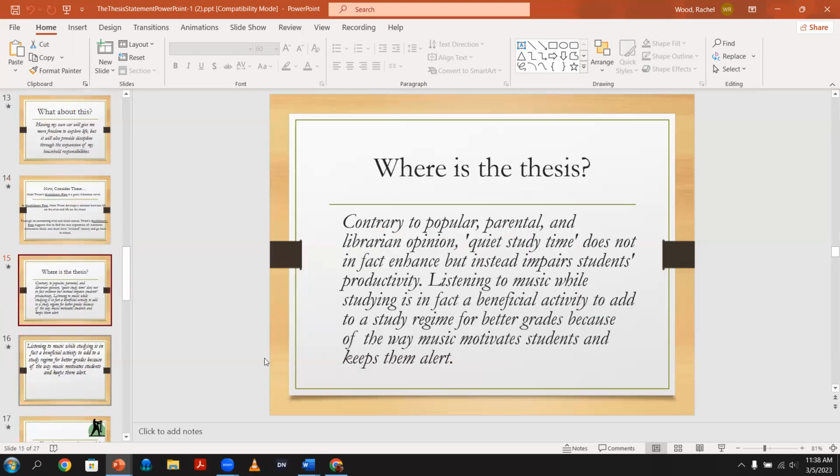Okay, so let's look at this one. Where's the thesis? Contrary to popular parental and librarian opinion, quiet study time does not in fact enhance, but instead impairs students' productivity. Listening to music while studying is in fact a beneficial activity to add to a study regime for better grades because of the way music motivates students and keeps them alert. So where is the thesis statement? Well, that'll be found in your next slide, but just take a moment and try to think about where you think the thesis statement is.